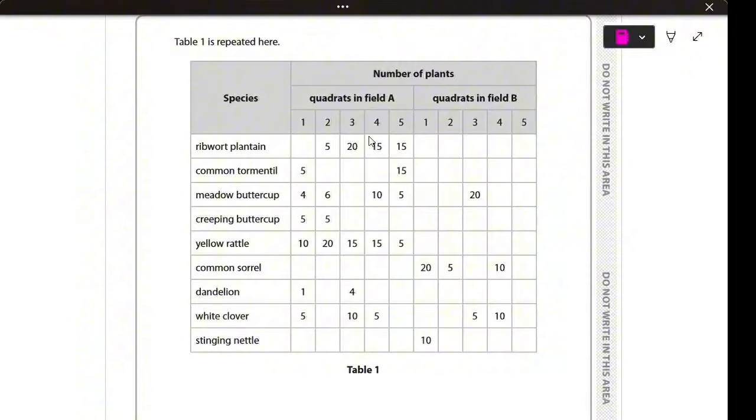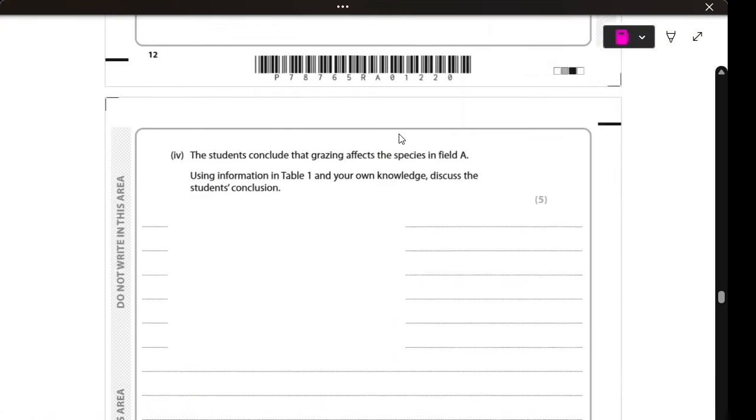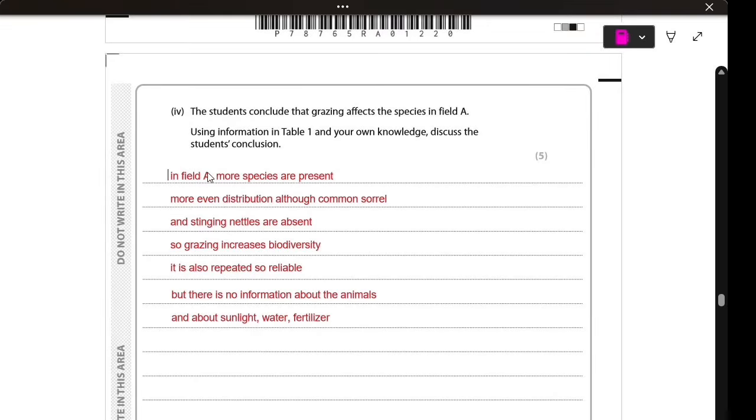And since we've read that field A was grazed by cattle, we can say then grazing by cattle does increase the biodiversity. But we still do not have any information about the cattle, or what cattle they were, cows or goats or sheep. We do not know any information. And further, it was repeated about 5 times, so we can say it is somewhat reliable. So our answer for 5 marks will be like this.